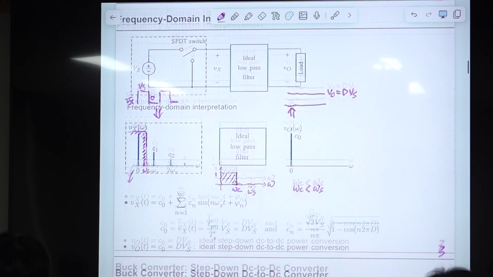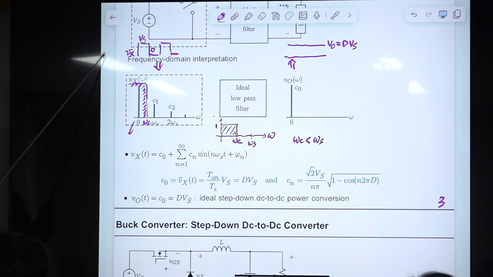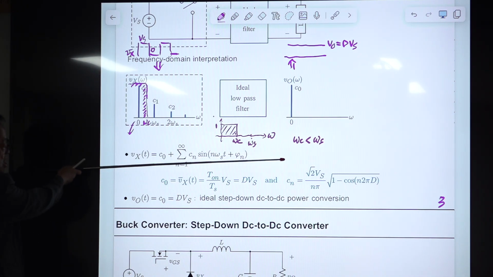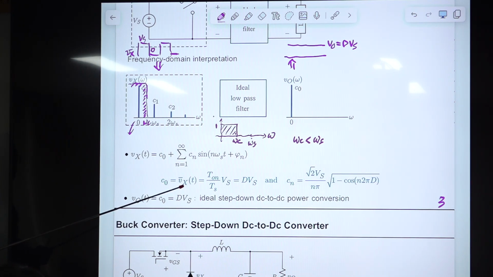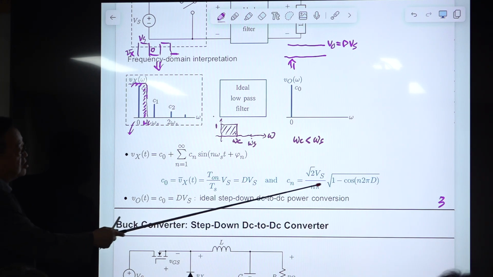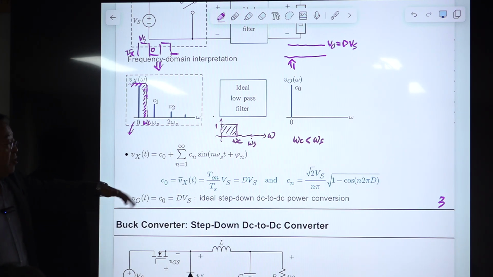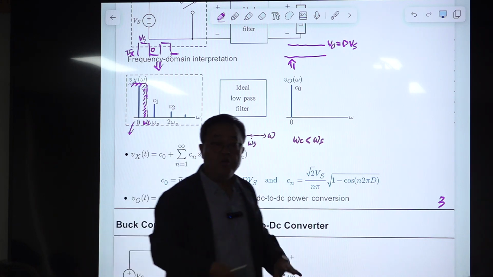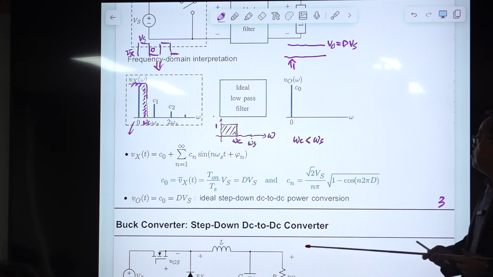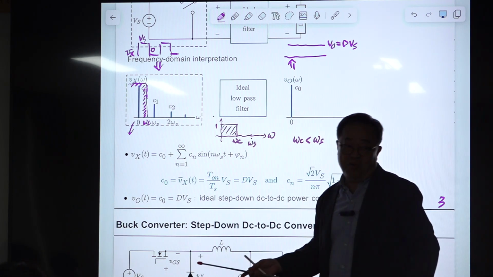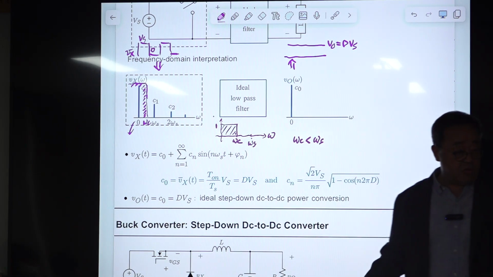Okay? So this is simply the Fourier expansion of this Vx. The Vx has a DC component, and it has this Fourier series, first harmonic, second harmonic, and so on. And this C0 is the DC component. It's just the average value of Vx, and this component is given by this expression. You don't have to worry about this. You don't have to derive this. Just take this. Finding this out is not power electronics. That's something else. Don't spend time on this.